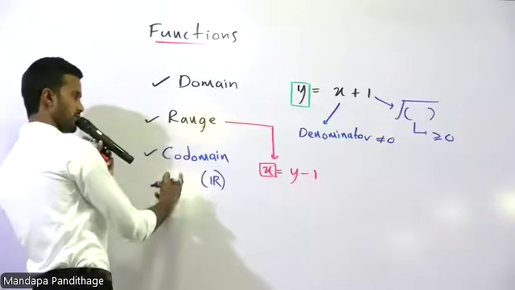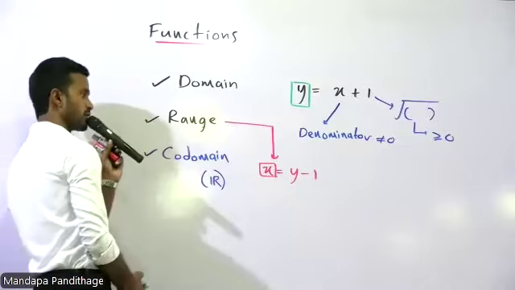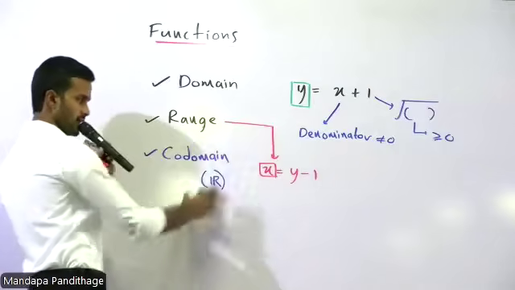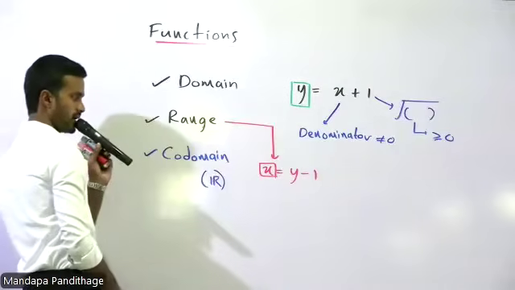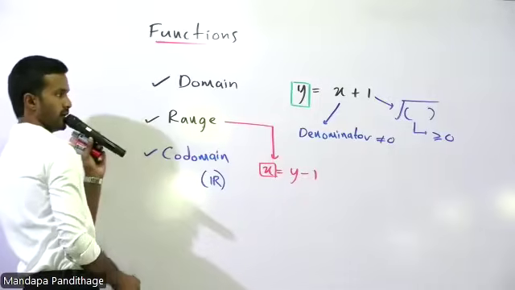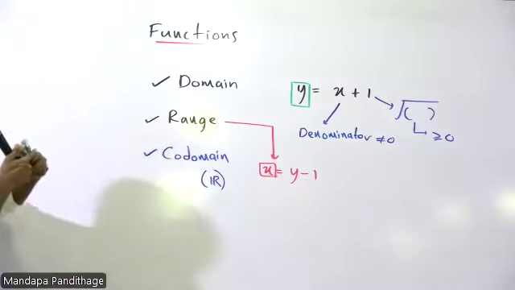If a question asks what the codomain is, just write that the codomain is the entire real number set, because this is what they normally define as the codomain.